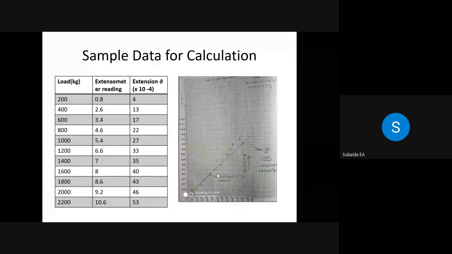Yield point load we have noted down, divided by the original area of cross section, will give you the yield strength or the yield stress. Then the ultimate maximum load also we have noted down, so that divided by the original area of cross section will give you the ultimate stress. Breaking load divided by the reduced area of cross section gives the actual breaking stress.